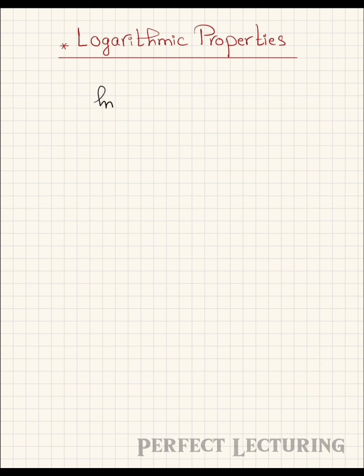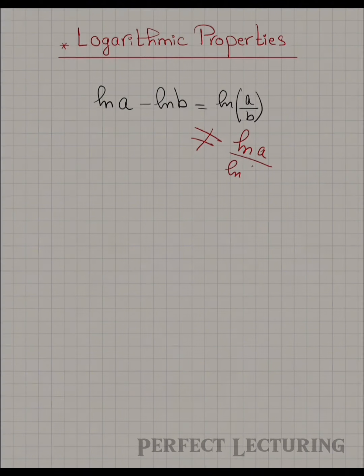What about the mistake in logarithmic properties? We know that ln of a minus the ln of b, so we can pronounce it either way, is equal to the ln of a over b and not the ln of a over the ln of b.